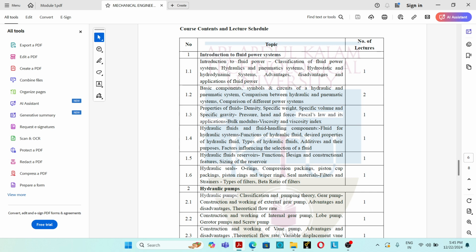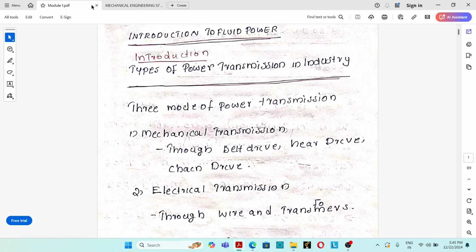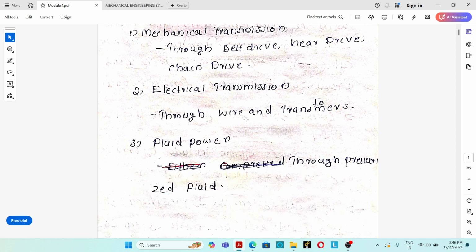Okay, so we are starting the first module. First, types of power transmission in an industry. There are three modes of power transmission in industry: mechanical transmission, electrical transmission, and fluid power transmission. Mechanical transmission is through belt drive, gear drive, chain drive, etc. Electrical transmission is through wire and transformer. And fluid power transmission is through pressurized fluids.